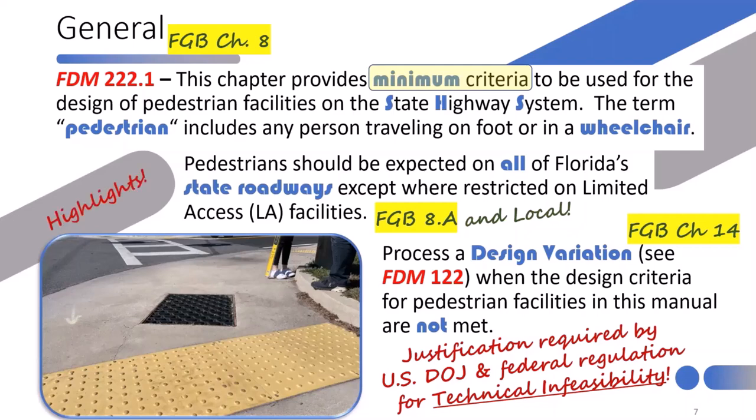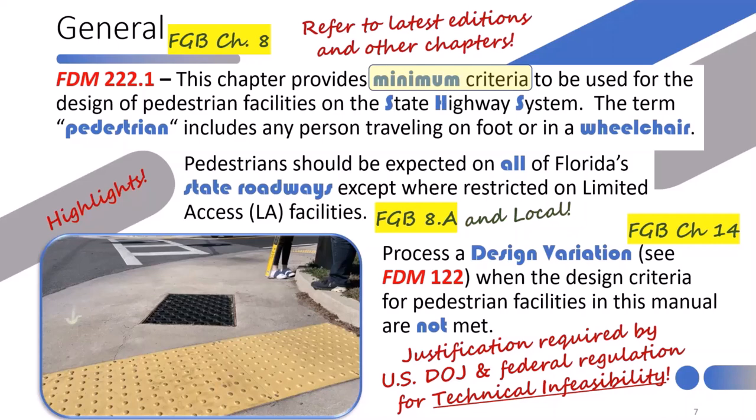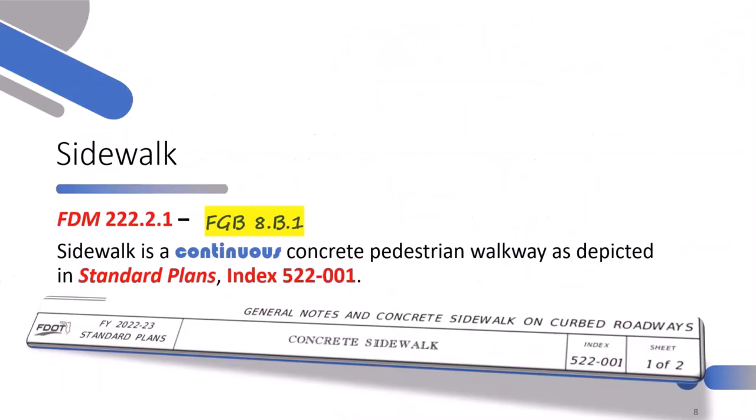And if you're interested in reading more about that in the regulations, then you can search for the word technical infeasibility. Okay, in this presentation, I'm going to hit the highlights of the criteria, but I'm not going to be able to go in depth in some of these topics. So I would always encourage the attendees to refer to the latest edition of both manuals online, and then also look at other relevant chapters that cover different factors or different aspects of the pedestrian environment.